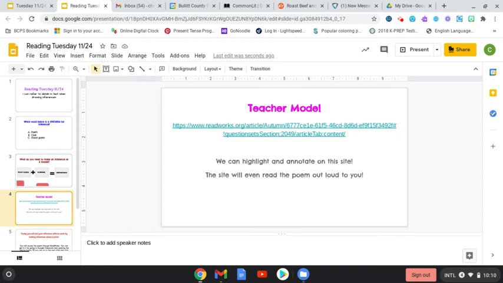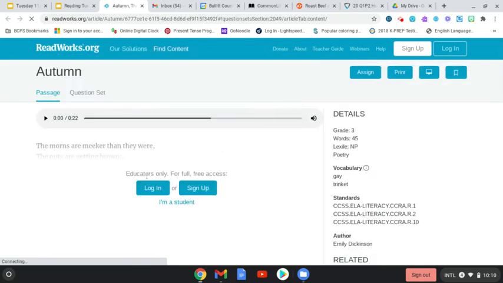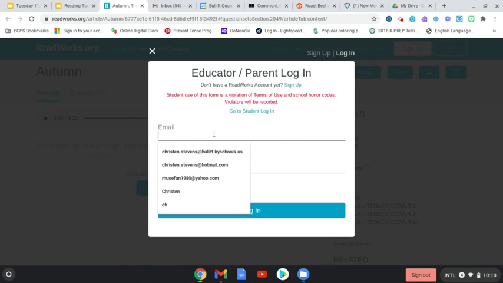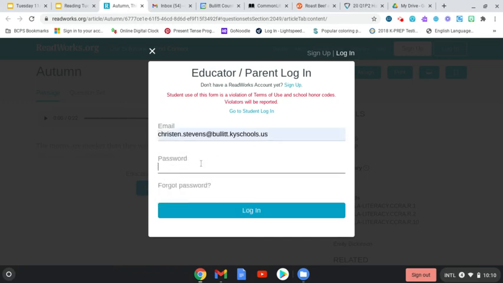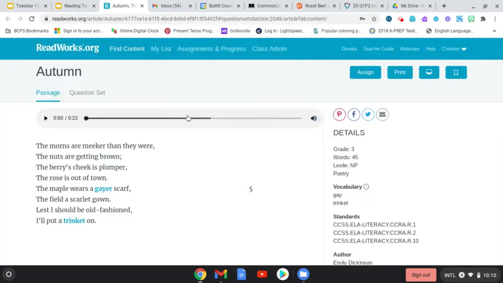So in our teacher model today and also in our actual activity that you're doing, your assignment, we're going to be using ReadWorks. And in ReadWorks, you can highlight, you can annotate, it'll even read it to you. So we'll go ahead and take a look at my example here. Now you will sign in with your Google, and your sign in link is going to be a little bit different than mine. So this is called Autumn.